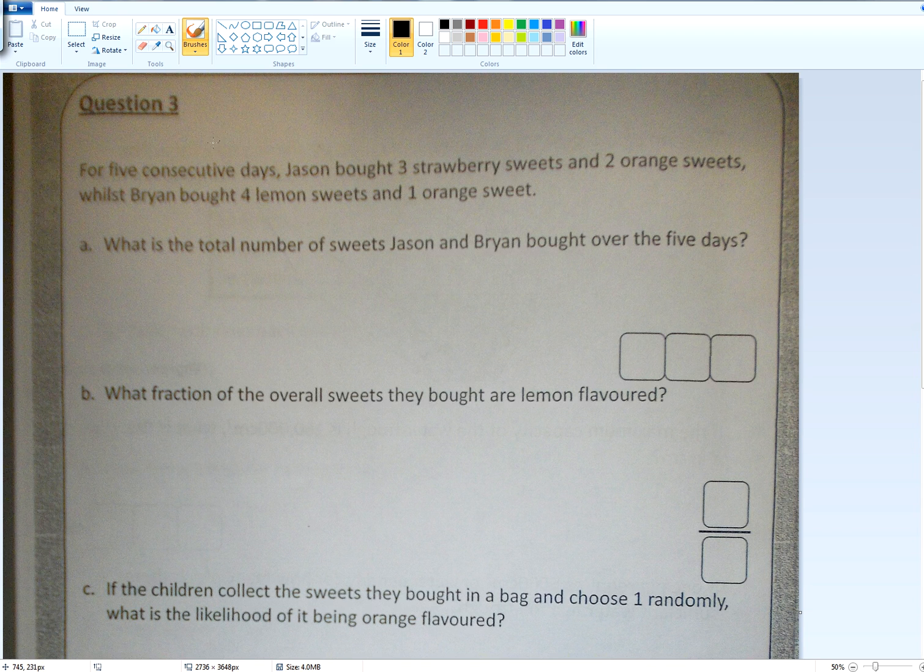So we got 3 and 2, 4 and 1. That's done here, and we've done that over 5 days. So what do we get? What does this first part give us? 3, 7, 9, 10. Times by 5. So that gives you 10 sweets per day, times by 5, 50.